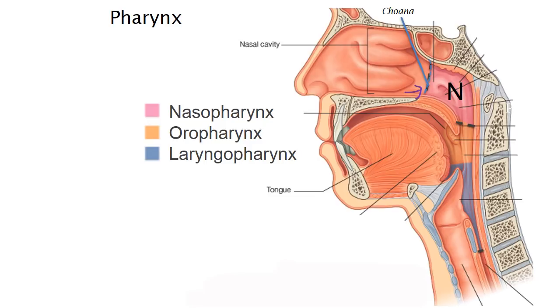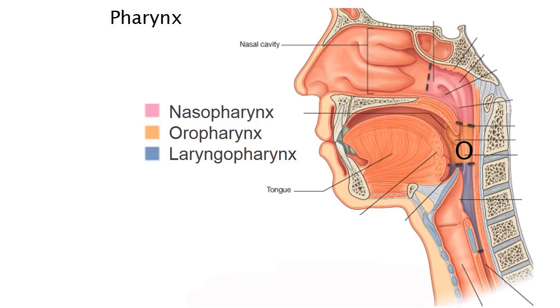The nasopharynx communicates with the oropharynx through the pharyngeal isthmus, which is bounded by the soft palate, the palatopharyngeal arches, and the posterior wall of the pharynx. The isthmus is closed by muscular action during swallowing. The choanae are the junction between the nasopharynx and the nasal cavity proper. So this is the general location of the choanae. We'll see that in a different view in another slide.